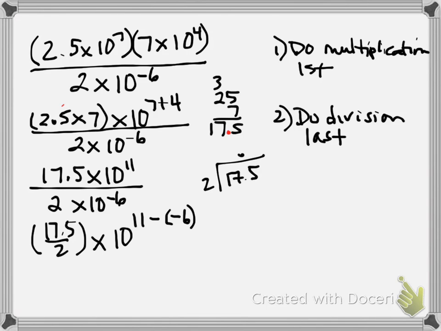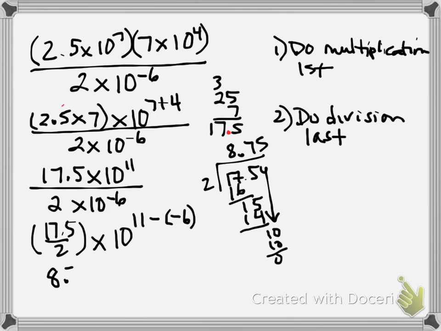Decimal point's going to come on up. 2 goes into 17 8 times, which is 16 with 1 left over. 2 goes into 15 7 times, which is 14 with 1 left over. I'm going to bring down a 0, and 2 goes into 10 exactly 5 times. So I get 8.75, and notice that that number is between 1 and 10, so that's good for scientific notation.